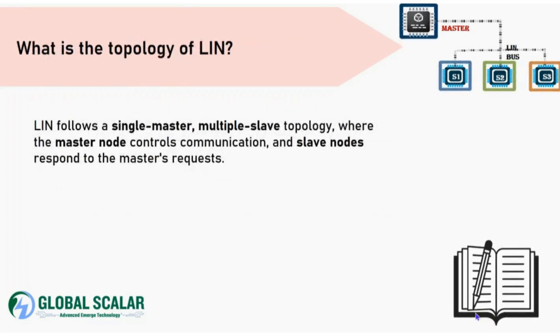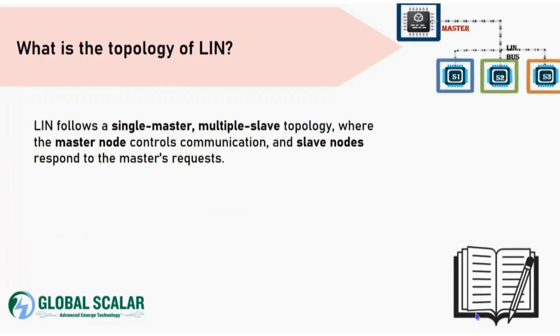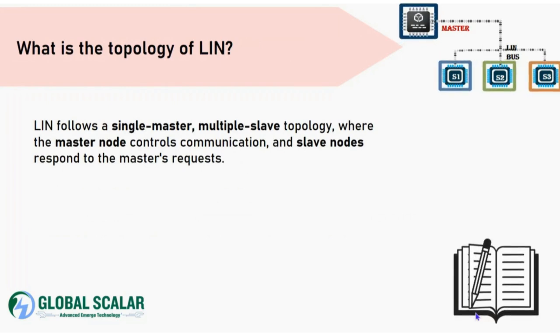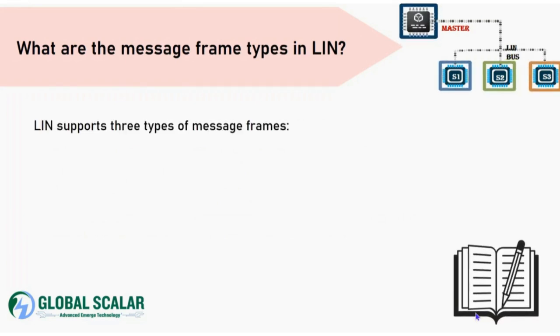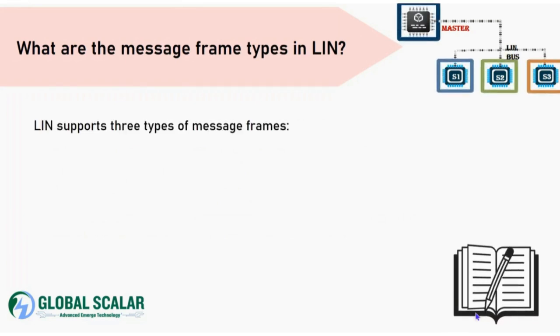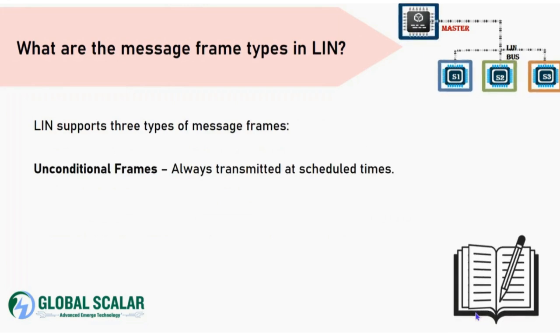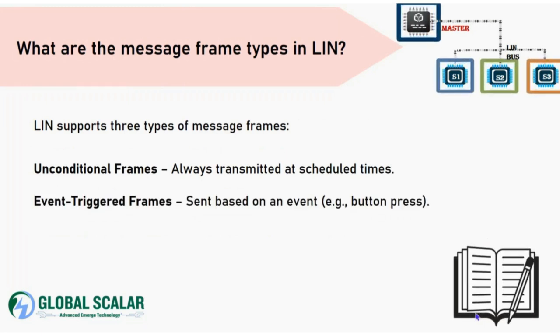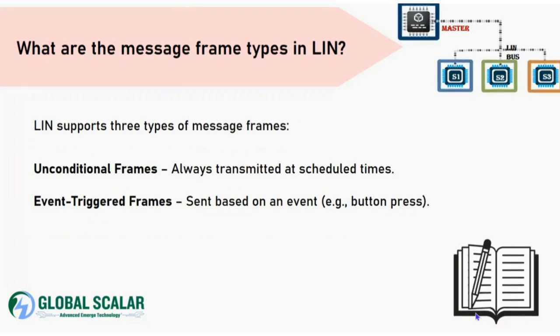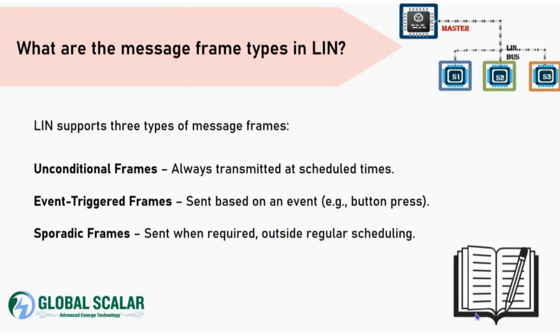What is the topology of LIN? LIN follows the single master, multiple slave topology, where the master node controls the communication and slave nodes respond to the master request. What are the message frame types in LIN? LIN supports three types of message frames: unconditional frame, always transmitted at scheduled time; event-triggered frame, sent based on an event, for example a button press or switch on; and sporadic frame, sent when required outside the regular scheduling.